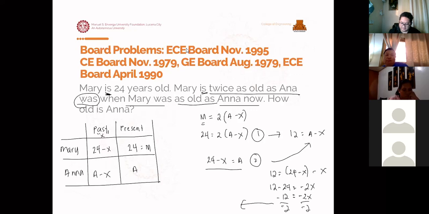X now is equals to 6. Pero hindi yan yung age ni Ana. Yan yung past na pinag-uusapan natin. No? Ang age ni Ana is A is equals to 24 minus X, or si Ana daw is 24 minus 6 ay 18 years old ngayon. Okay? So ito yung sagot natin.